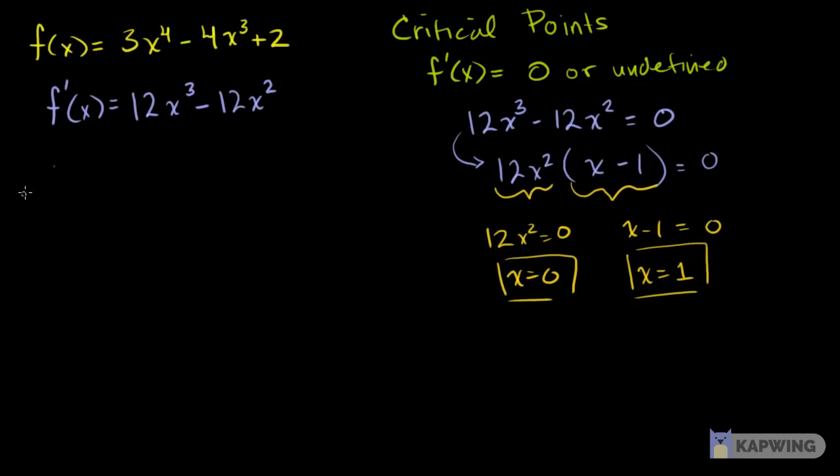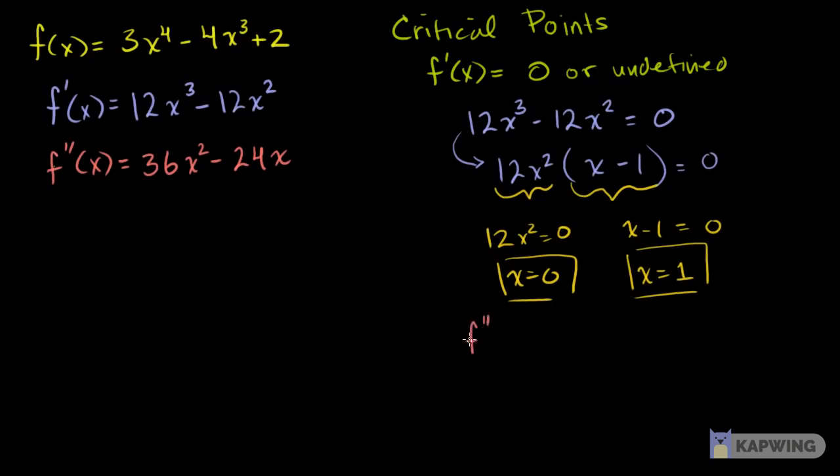Let me do that in this orange color. The second derivative of my function f, let's see, 3 times 12 is 36x squared minus 24x. Now that we know the second derivative, we can answer the question: is my graph concave upwards or downwards at either of these critical points? And it'll all fit together.